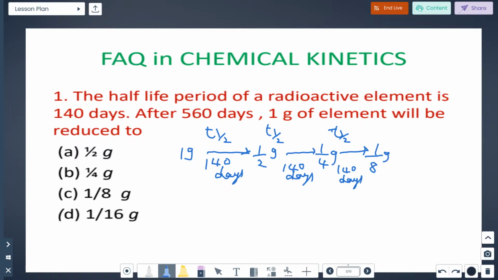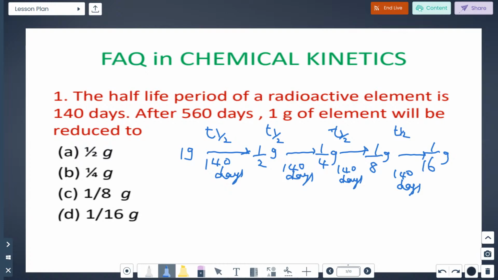Now again, 1/8 becomes just half. It becomes 1/16 gram. That also takes 140 days. In each and every conversion we have 140 days, that is the half-life period. Now see the question: after 560 days, what does 1 gram become? So you add all the 140s.